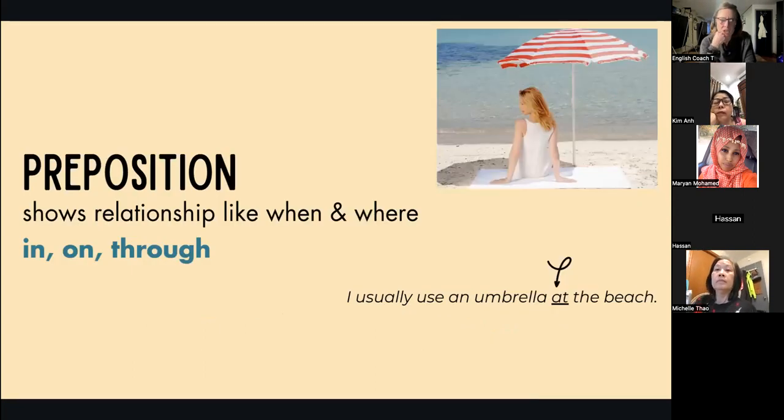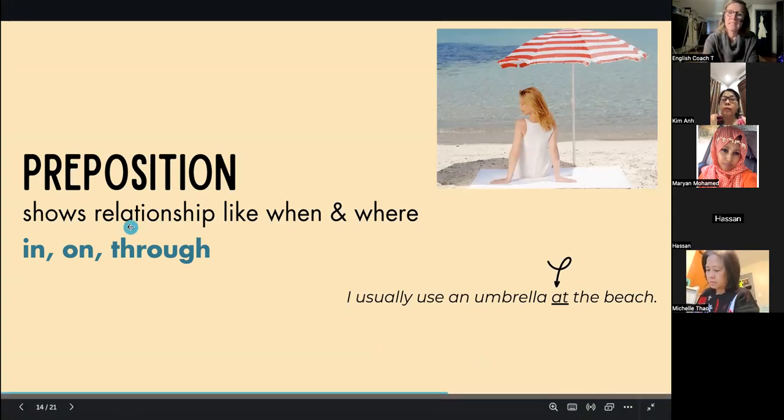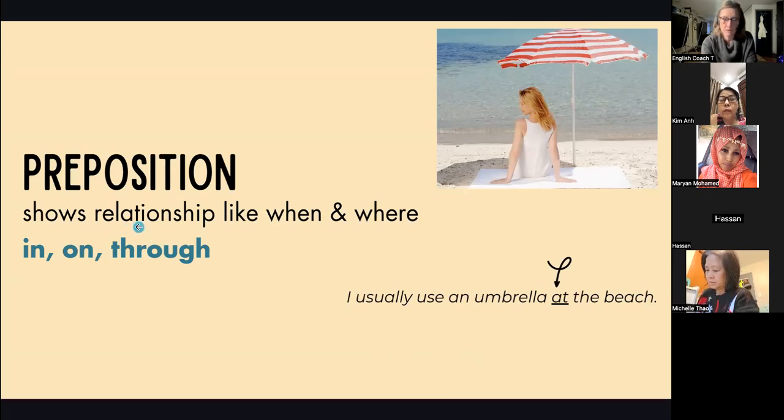Okay, preposition. Another part of speech that confuses many, many English language learners because there are hundreds of them. But just remember that a preposition shows the relationship in the sentence, like when and where something happens. So in, on, and through are prepositions, but let's take a look at the example sentence. I'm using the same sentence and just adding more information.